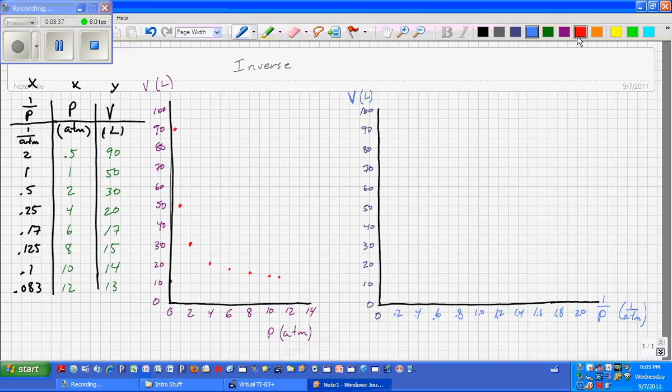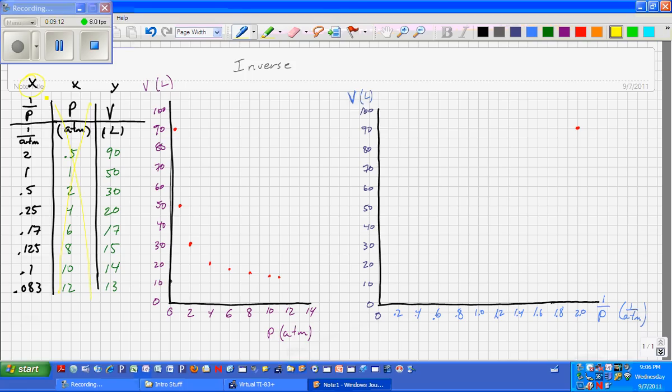I'm at 2. Let me get a little fatter pen here. You know what? I'm just going to get a darker pen. I've got 2.0 and 90. So here's 2.0 right there, and 90 is right there. Because here's what I'm doing, let me show you this. I am now ignoring this. This guy right here is my new x.